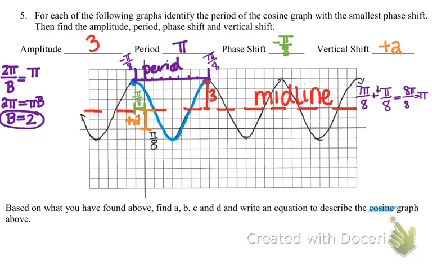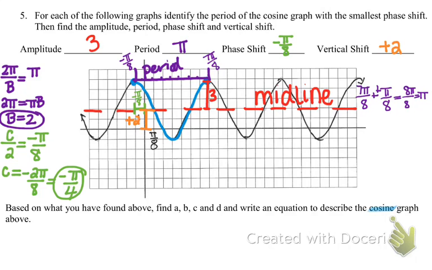So now that I have b, I can solve for c. c over b, which is 2, is equal to my phase shift that we found, negative pi over 8. Multiply both sides by 2, we have negative 2 pi over 8, which simplifies to negative pi over 4. So that is our c value.